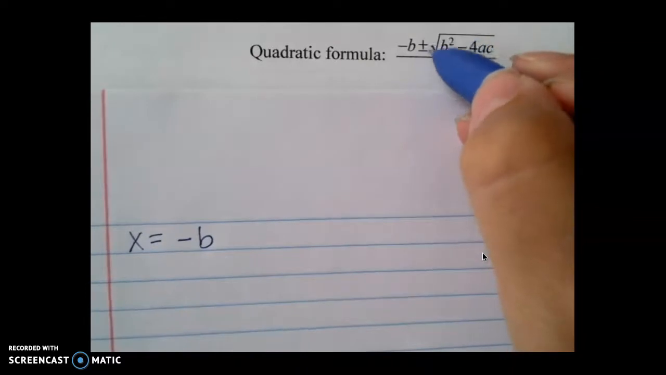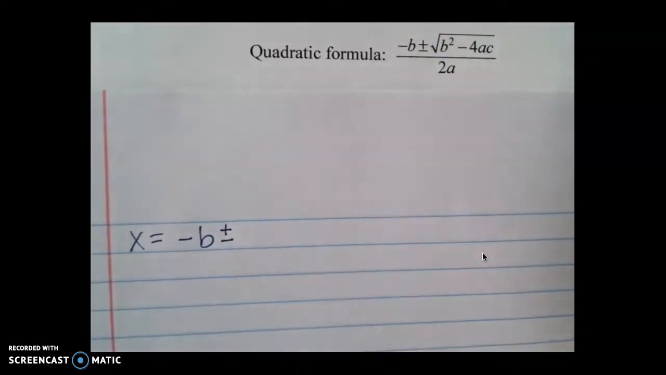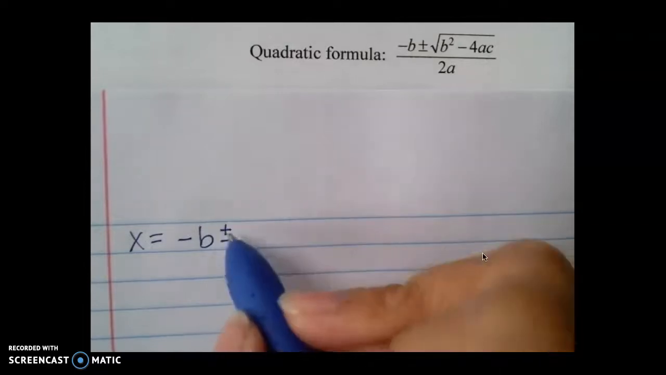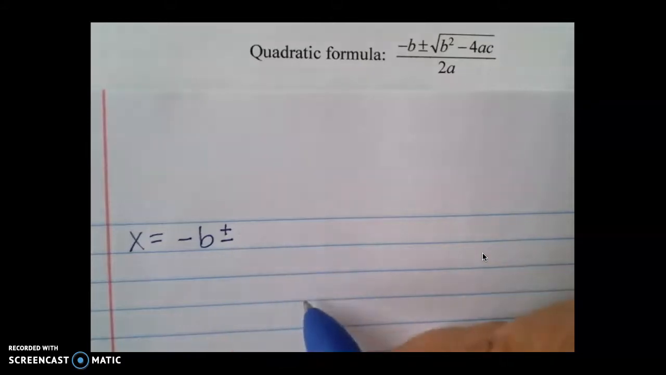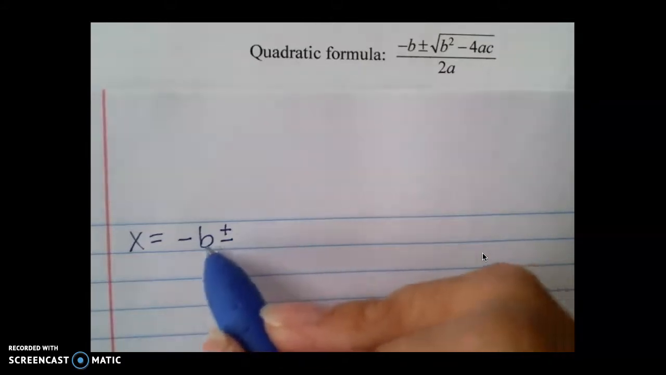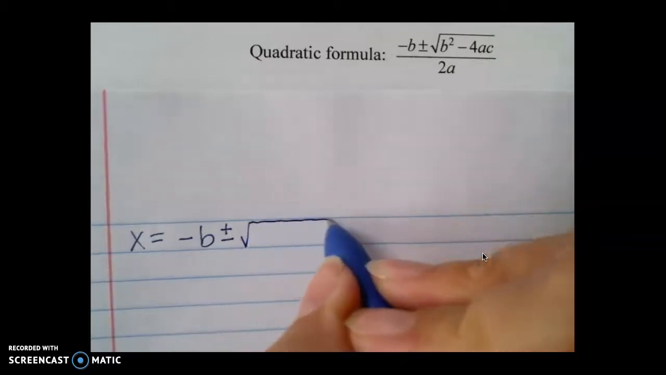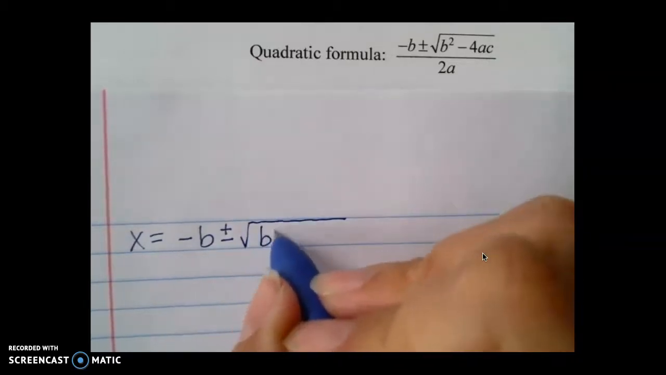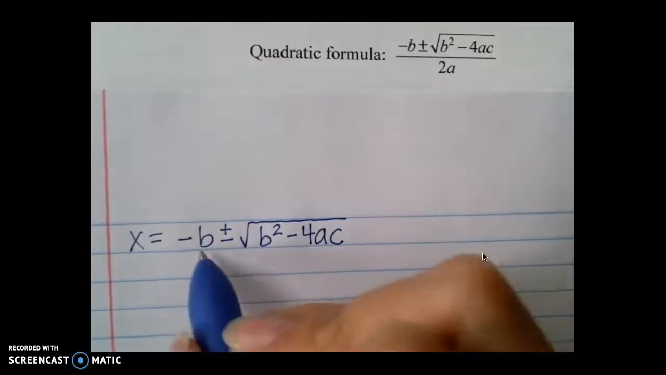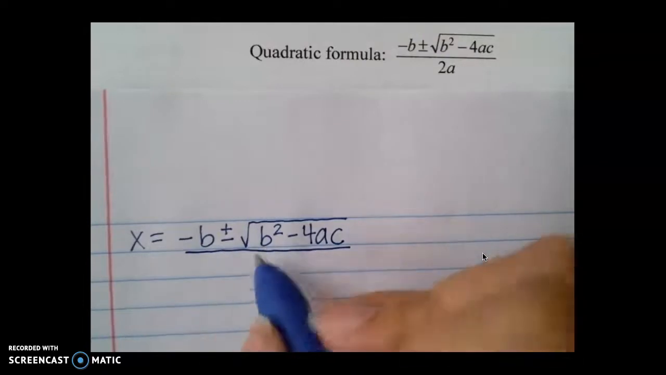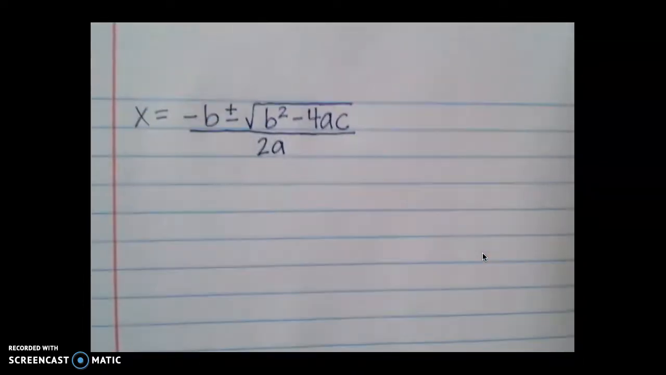This symbol is plus or minus, and we'll get to more of that in a little bit, but basically it means plus or minus. We're going to end up doing both so that we have two separate answers, something when it's plus and something when it's minus. So plus or minus the square root of b squared minus 4ac, and that whole thing is over 2a.